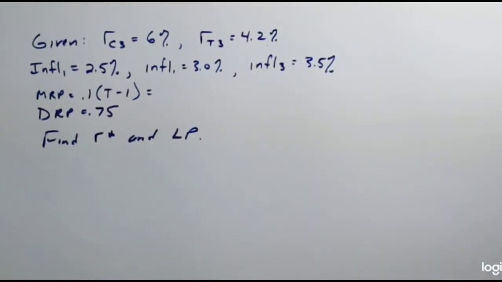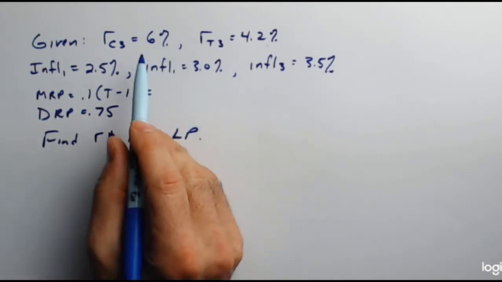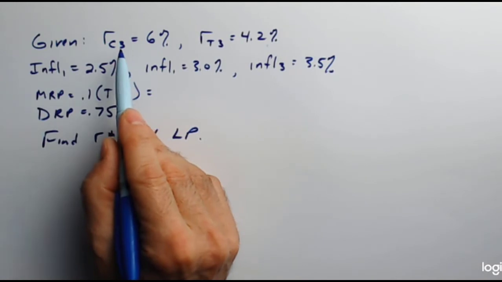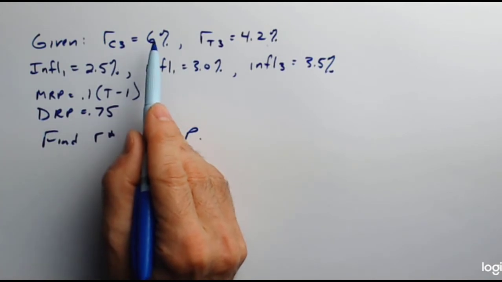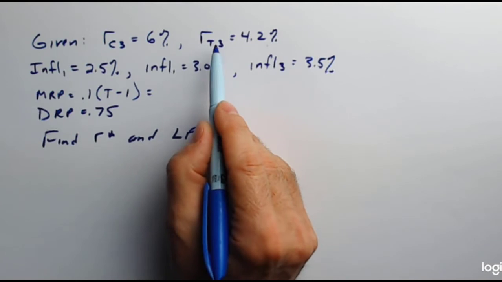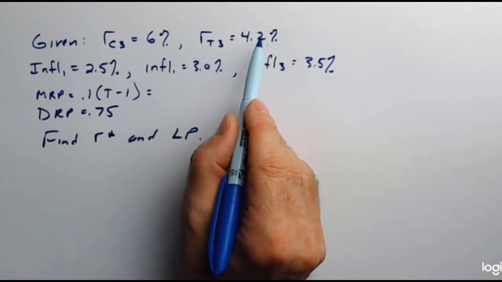So now let me give you a more involved problem. As I said, I'm going to ratchet up the difficulty a bit as we go. And so here we have a pile of given information. We have the return for a corporate 3-year bond. See, C stands for corporate. It's a subscript there. 3 stands for a 3-year bond. That nominal rate is 6%. The return on a 3-year treasury, see T for treasury, 3 for 3-year, is 4.2%.